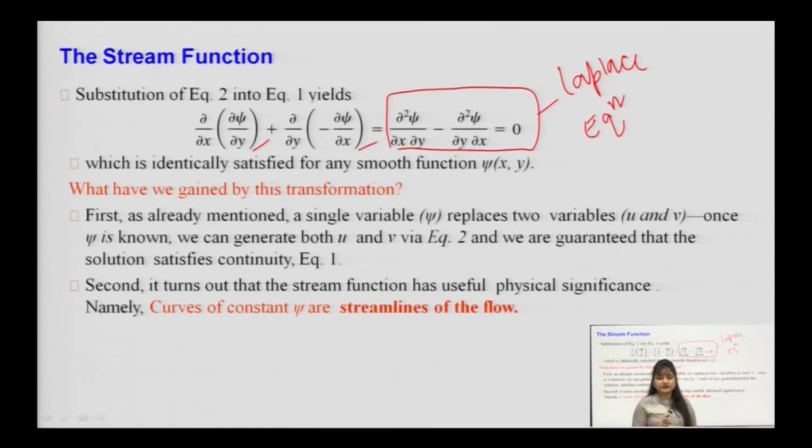There are two benefits you can see. First of all, a single variable replaces the two variables u and v in the continuity equation. Second, with the help of the stream function, keeping the stream function constant, we can draw curves of constant psi that are nothing but the streamlines of the flow.